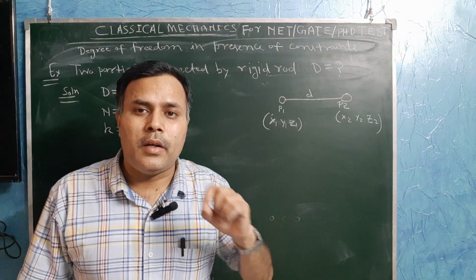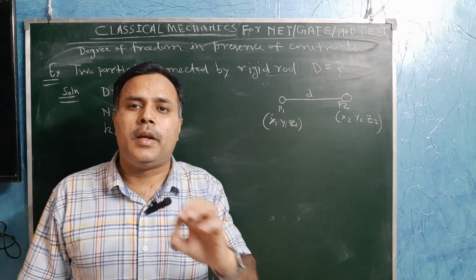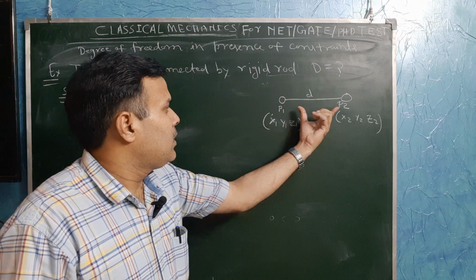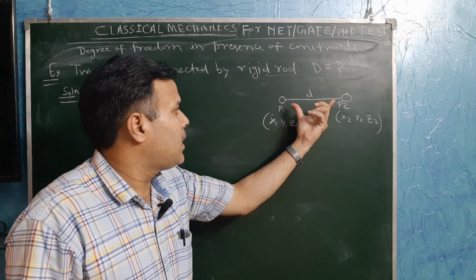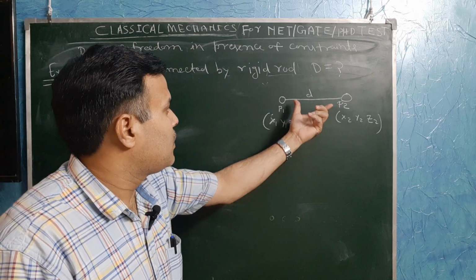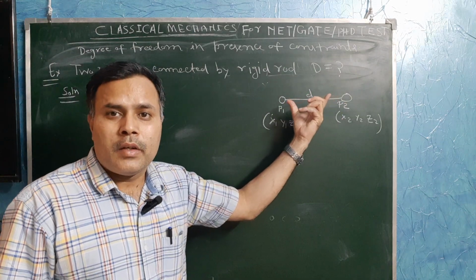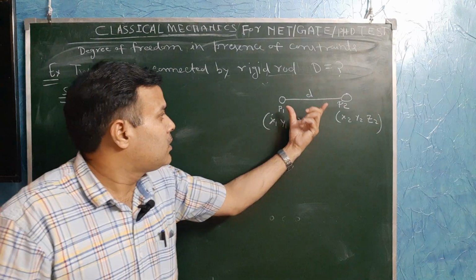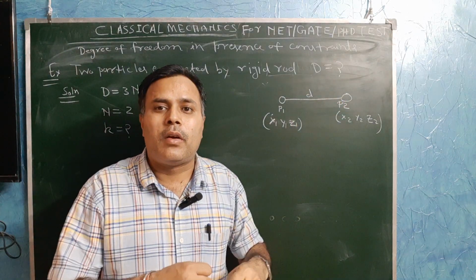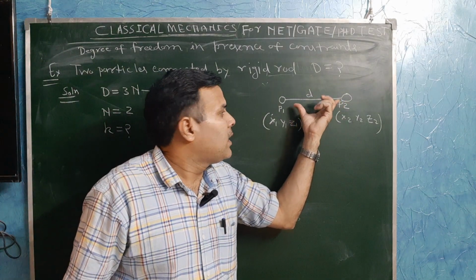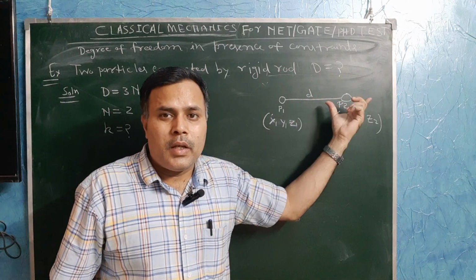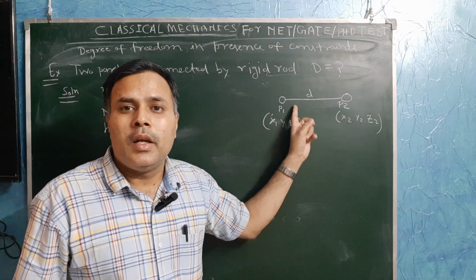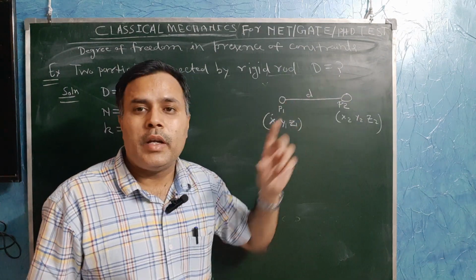If you are able to write down the equation of constraint, then you can easily find out the degree of freedom in presence of constraints. So what is this constraint? What are the restrictions? The restriction is simply the distance between 2 points. Distance between 2 points is fixed, because this is simply a rigid rod. This is not a flexible rod. This is not connected by a spring. If there is a spring, then we have another situation. But in this case, this is a rigid rod. It means the distance from this point to this point is constant.